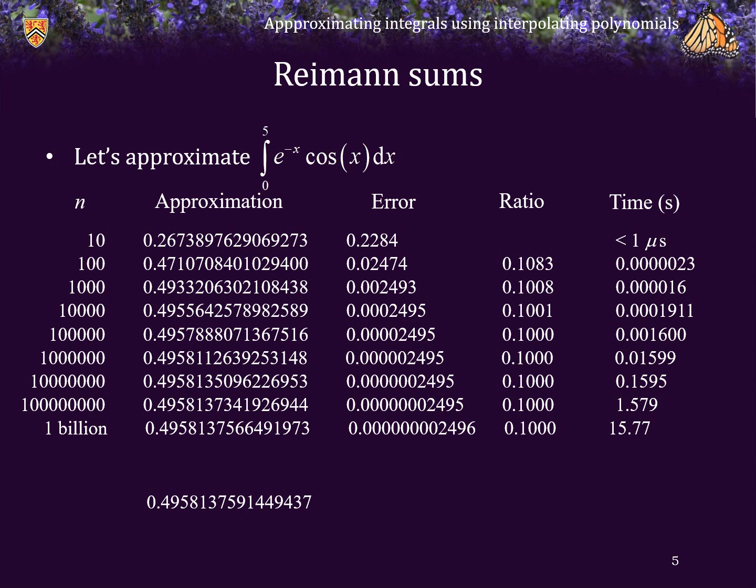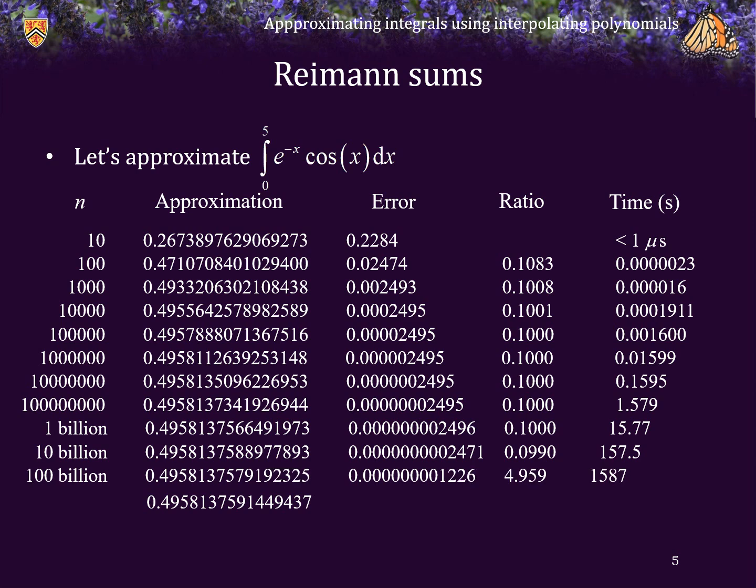There's 1 billion points, and this is now taking 15 seconds. This is now taking 2.5 minutes, and with 100 billion function evaluations, it now takes almost half an hour. However, notice what happened. With 10 billion points, we actually had 1, 2, 3, 4, 5, 6, 7, 8 digits of precision. However, with 100 billion points, we've only got one fewer, 7 digits of precision.